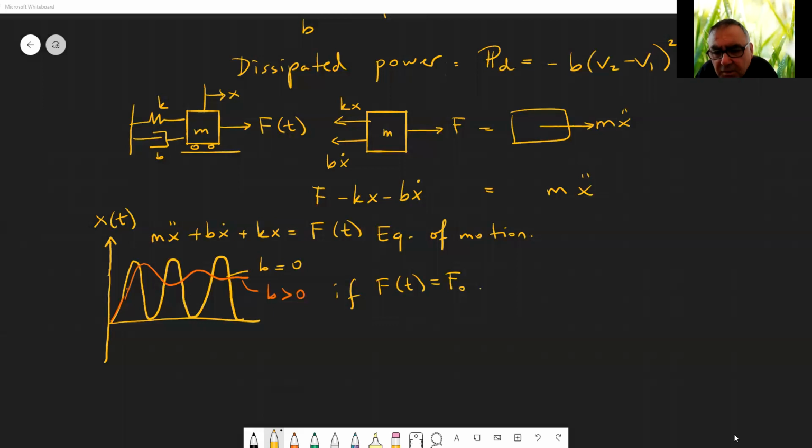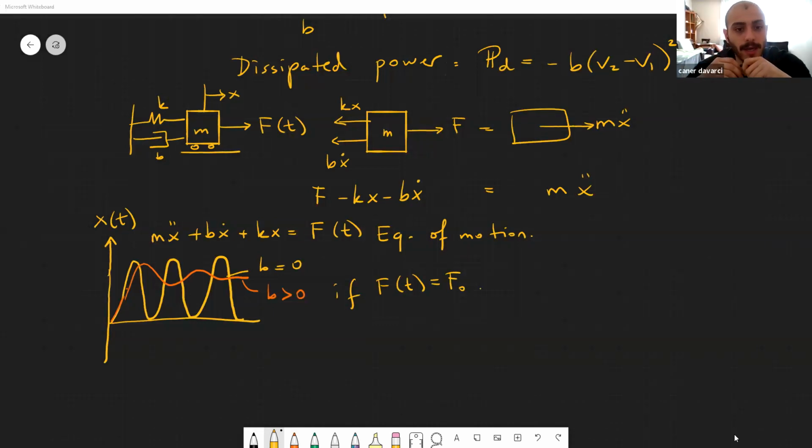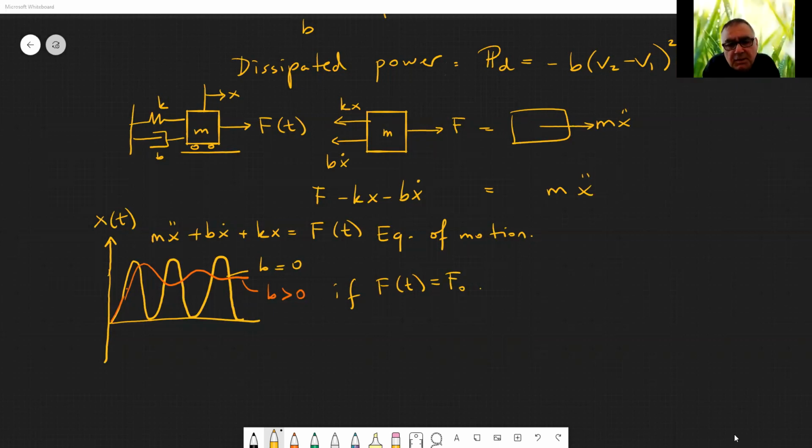Hocam, when b is bigger than zero, in the end it will be constant, right? The velocity. The velocity is going to settle down to a steady state position, yes. But the force is a constant. It is with a constant force that this happens.